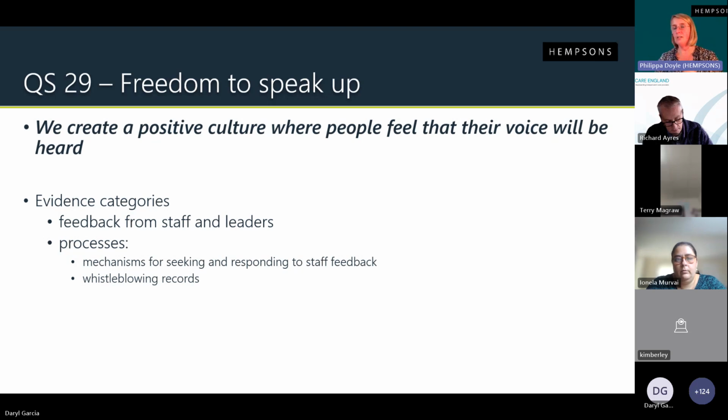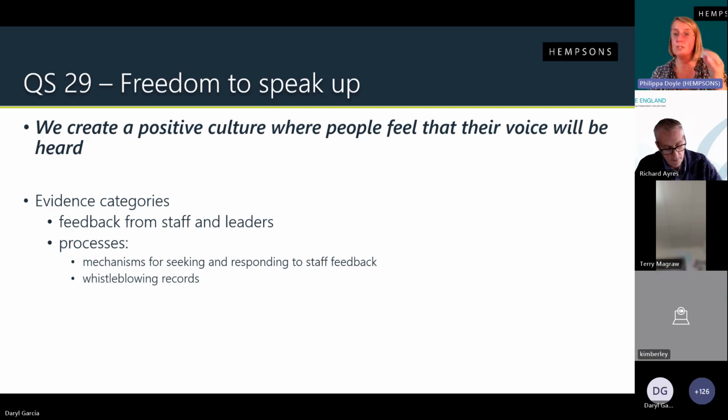So we don't just have to do that through a freedom to speak up guardian. That's just about an organisation where staff feel able to put their hand up and say, I don't like this, I don't agree with this, I think we could be doing this in a different way. So the evidence categories CQC will look at will be feedback from staff themselves and from leaders, but they'll also look at your processes as well. They'll look at how you seek and respond to staff feedback that I've already mentioned, but also they'll look at what whistleblowing arrangements you've got within your organisation and whether you've got any whistleblowing records as well of people raising concerns and how those have been handled within the organisation. If we move on, please, Daryl.